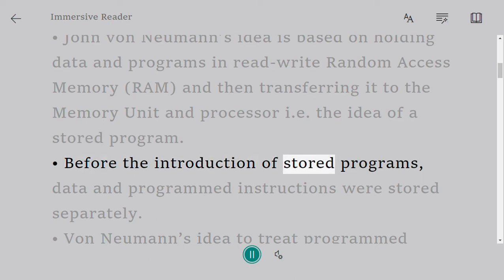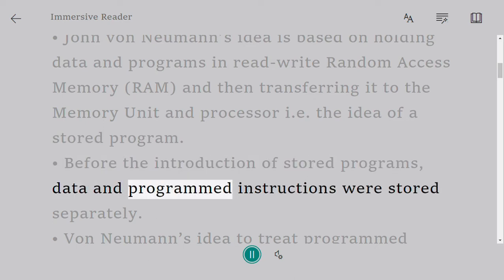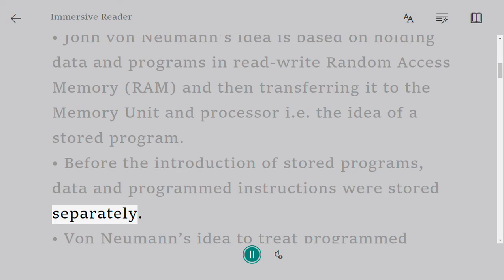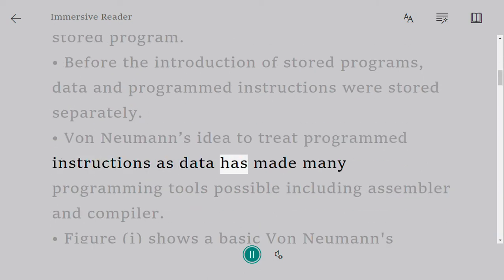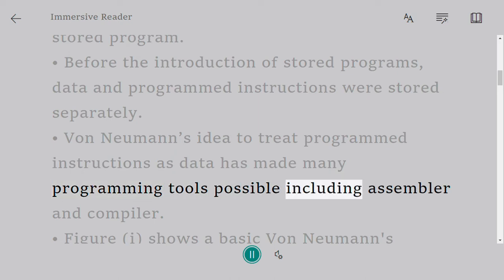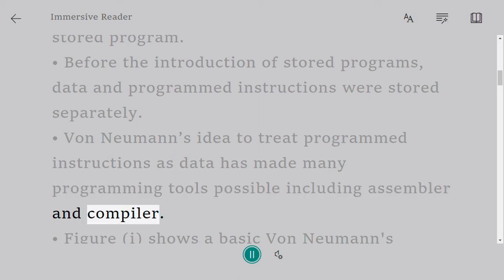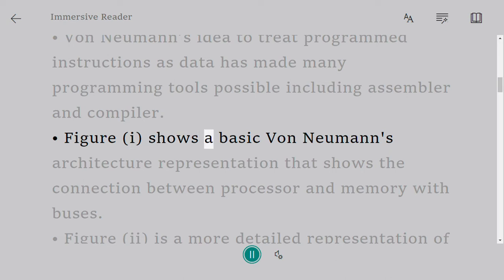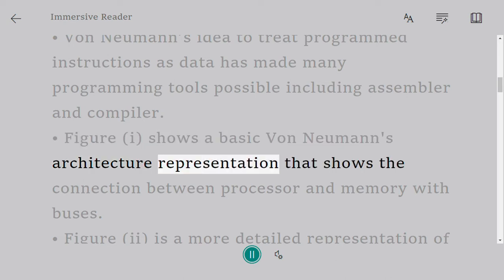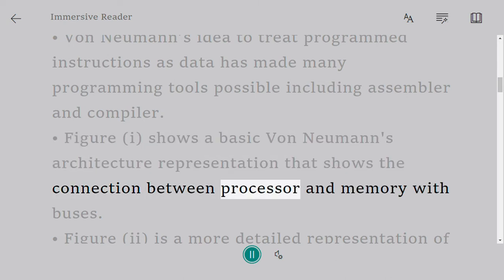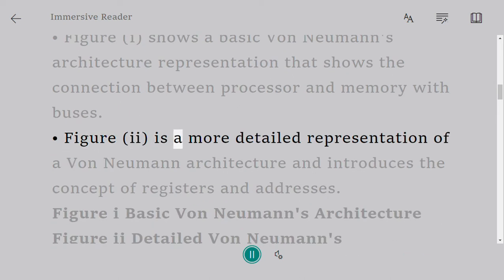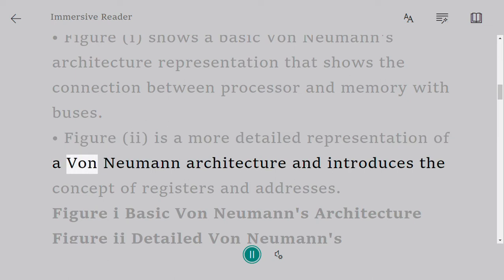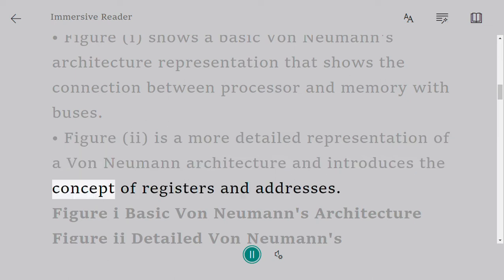Before the introduction of stored programs, data and programmed instructions were stored separately. Von Neumann's idea to treat programmed instructions as data has made many programming tools possible, including the assembler and compiler. Figure 1 shows a basic von Neumann architecture representation that shows the connection between processor and memory with buses. Figure 2 is a more detailed representation and introduces the concept of registers and addresses.